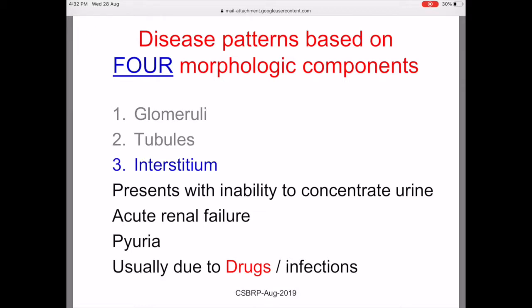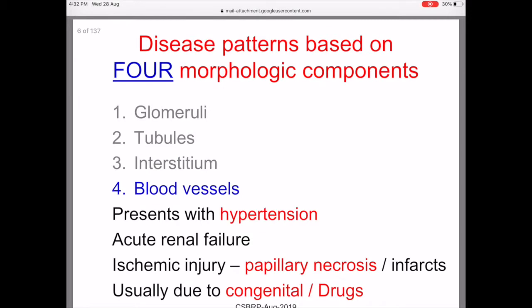Disease of the interstitium may present with acute renal failure and inability to concentrate urine, which is similar to the tubular diseases. Drugs and infections are the main culprits behind interstitial diseases. Lastly, the disease that affects blood vessels may cause ischemic damage and may bring the patient with hypertension, acute renal failure or papillary necrosis or renal infarcts. Etiology behind this vascular affection is mainly drugs and some congenital anomalies.